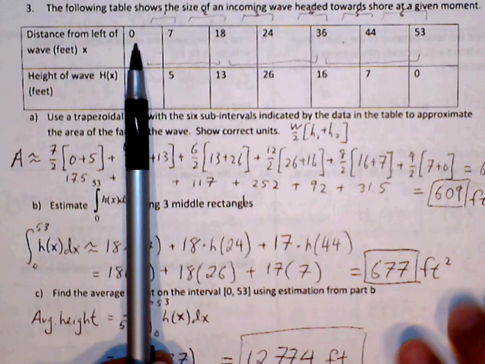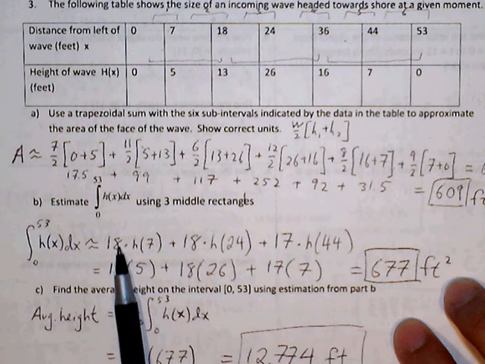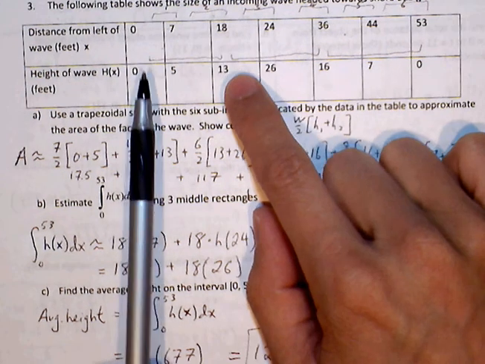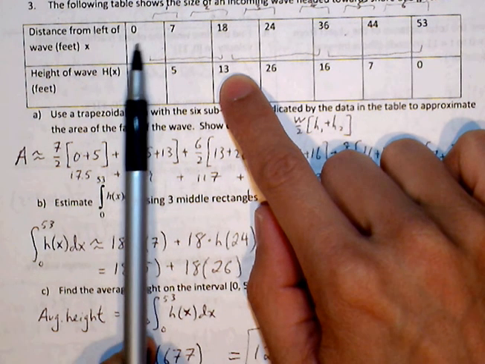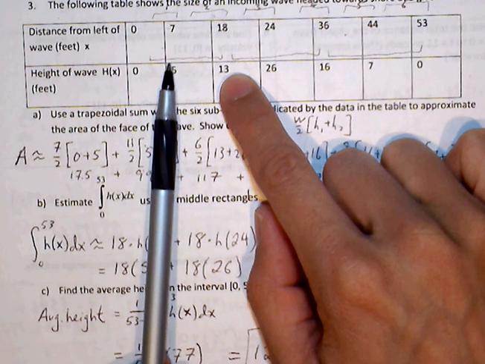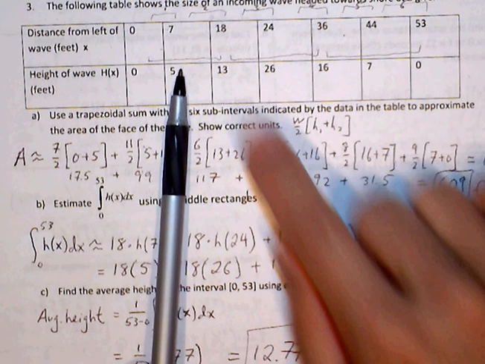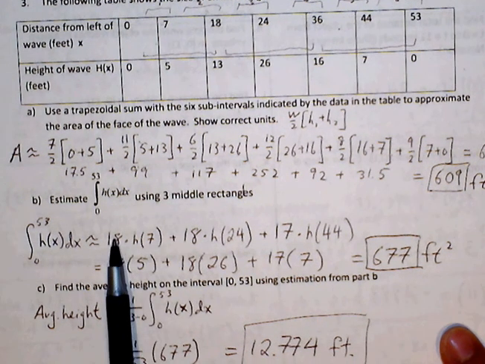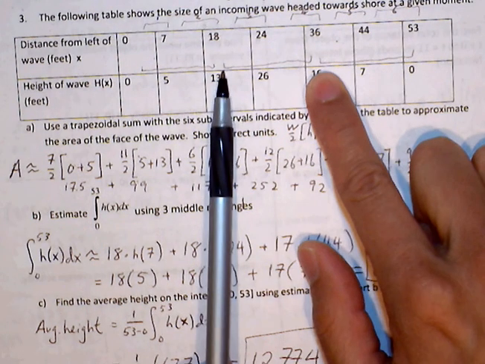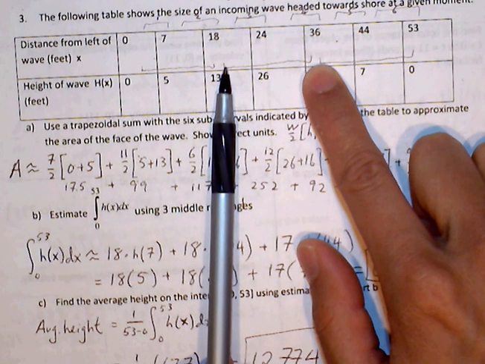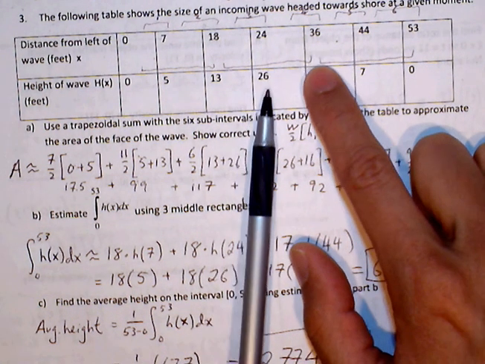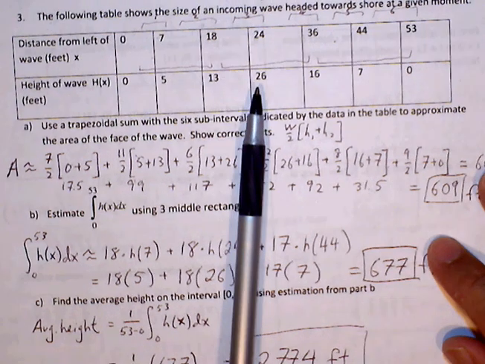So that's 18. Times, now I want to use the middle height. So I don't want to use 0, I don't want to use 13, I want to use the height from x equals 7, which is 5. So that'll be the height of my first rectangle. So 18 times h of 7, which is 18 times 5. Okay, the second subinterval between 18 and 36, 36 minus 18 is simply 18, so that's my width. My height, I'm going to choose the middle y value, which will be 26.